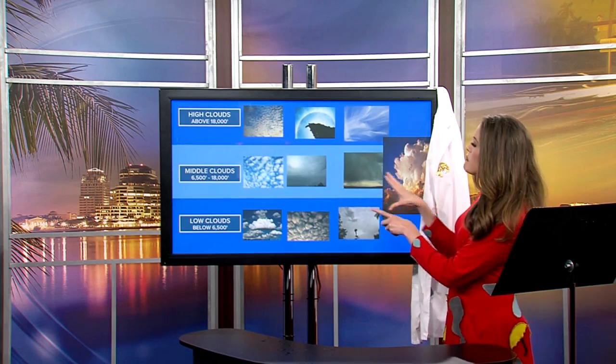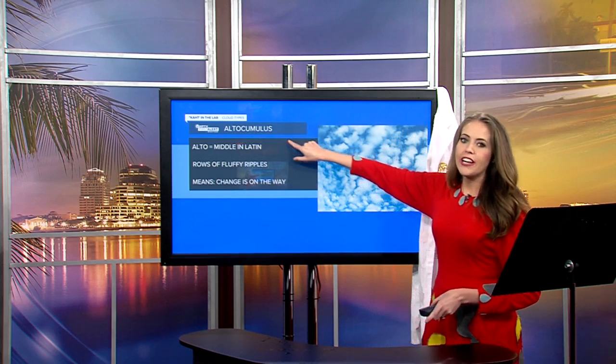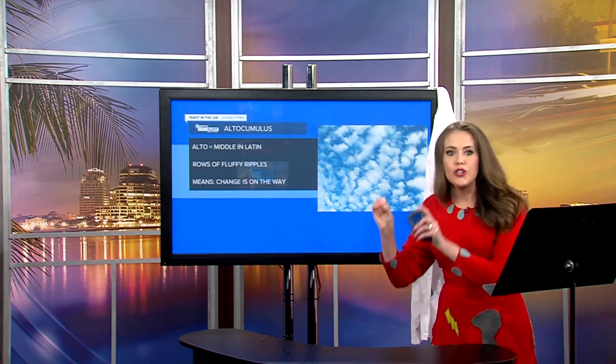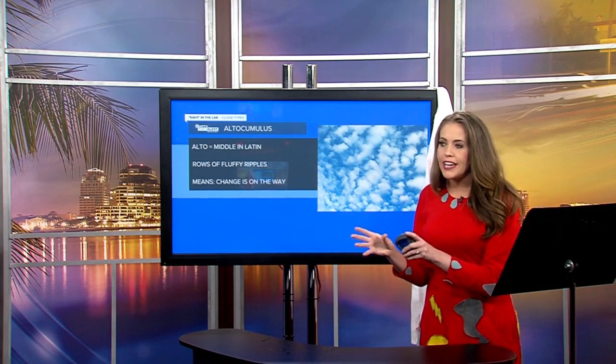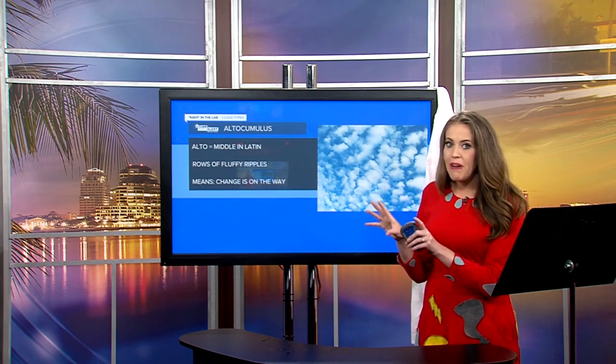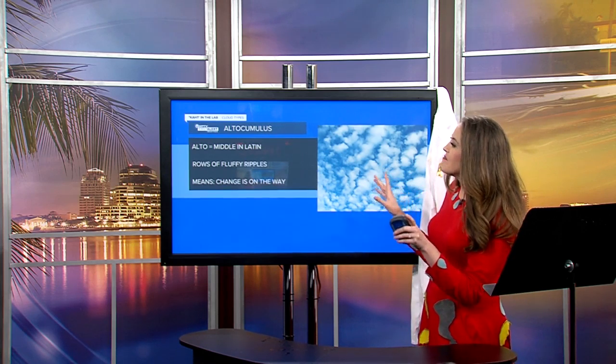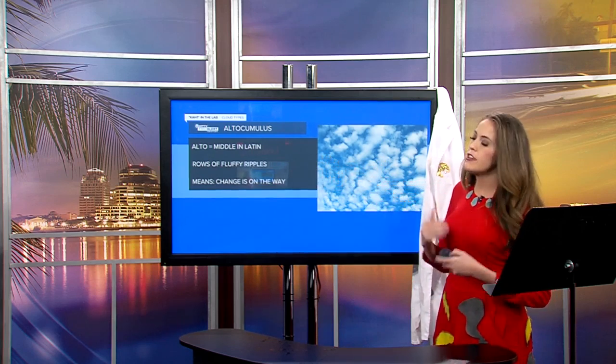Let's take a look at our middle clouds. Now, in Latin, alto means middle. So you'll notice that alto is usually the word in front of these types of clouds. So this is an alto cumulus cloud. So you're thinking alto, okay, middle, cumulus, and we know cumulus means pile. So this is basically a middle pile-up cloud. And they look like rows of fluffy ripples, and it usually means that change is on the way.